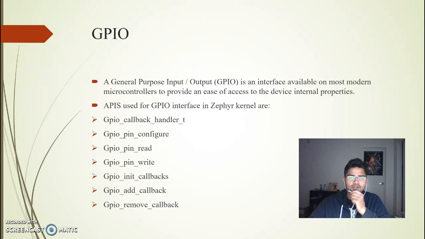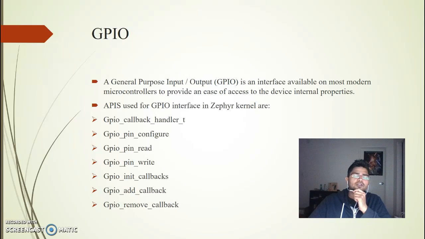gpio_init_callback helps to initialize a struct gpio_callback properly. gpio_add_callback helps to add an application callback. gpio_remove_callback helps to remove an application callback. gpio_pin_enable_callback enables callbacks for a single pin.